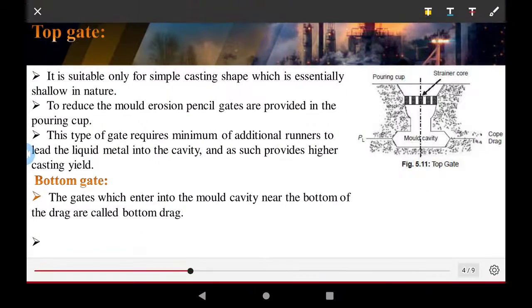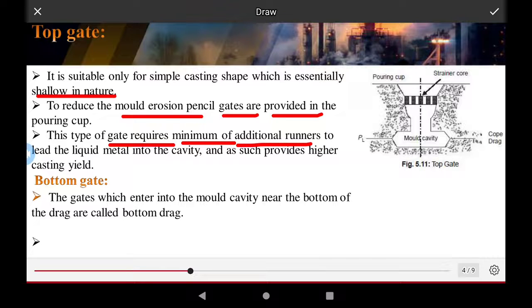Top gate is suitable only for simple casting shapes. It has a smooth flow of metal that reduces mold erosion, with a pencil gate provided in the pouring cup. These types of gate require a minimum of additional runner to lead the liquid metal into the cavity, and that is why they provide a higher casting yield.